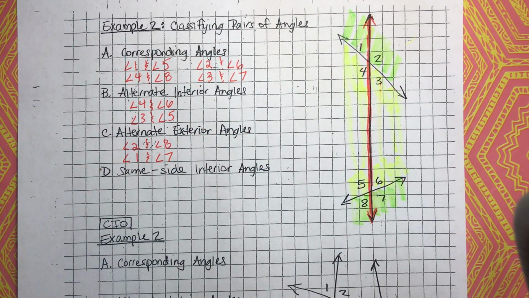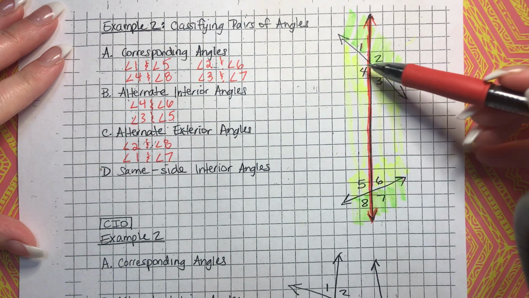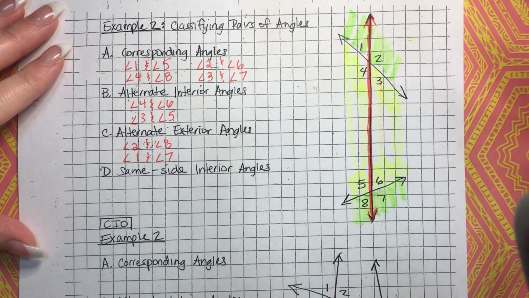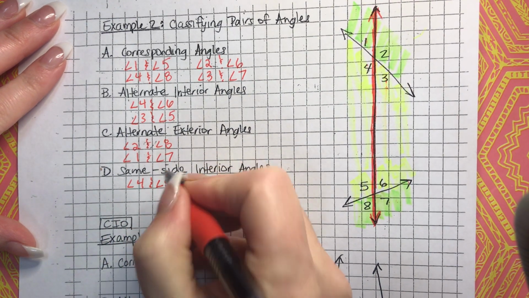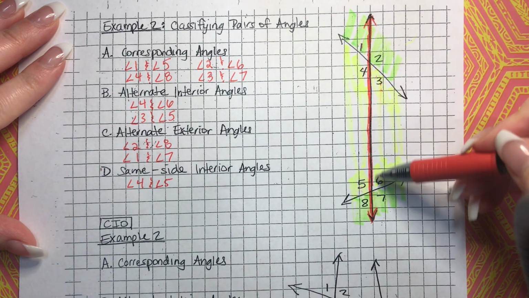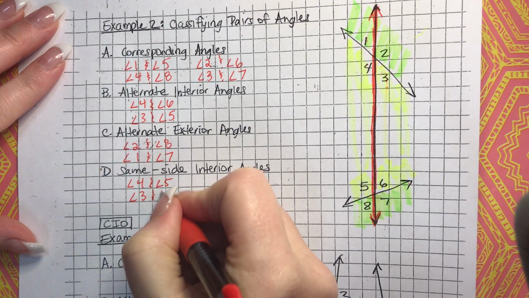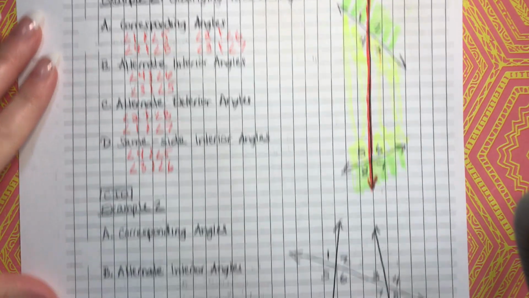And lastly, same side interior angles. So we have interior angles here in the yellow, except they're on the same side of the transversal. So 4 and 5 are same side interior angles. And also 3 and 6 are same side interior angles. All right, so that is it for those.